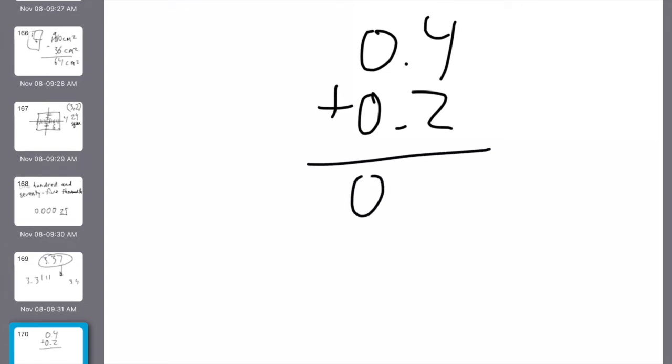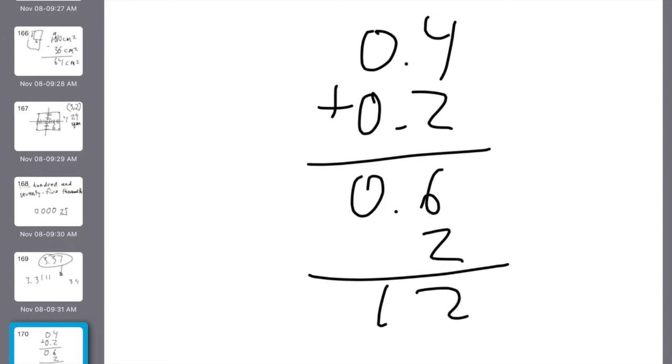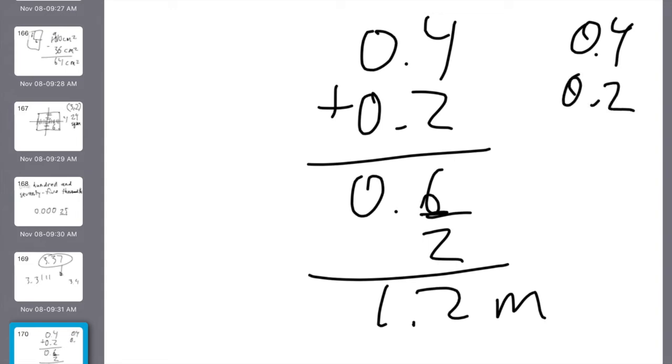So guys, this is today's lesson. I'm going to go 0.4, and I'm going to add 0.2 to it. That gives me 0.6. I'm going to take that number times 2 and get 12. How many decimal places? 1. Move in 1. I got 1.2 meters.